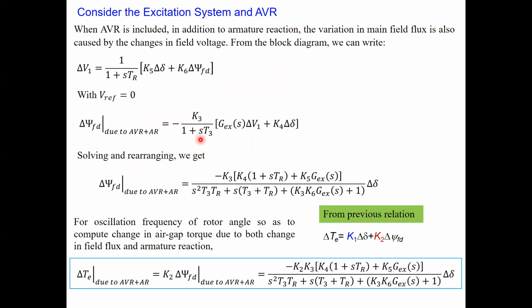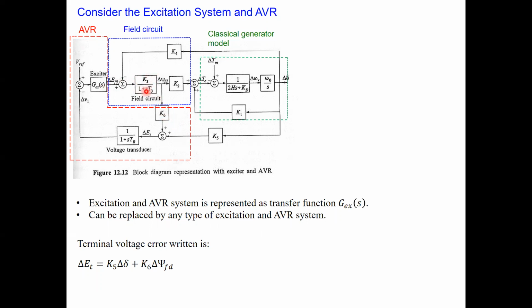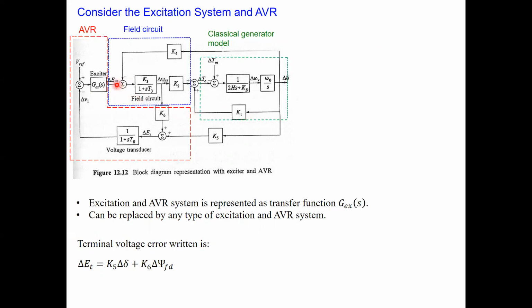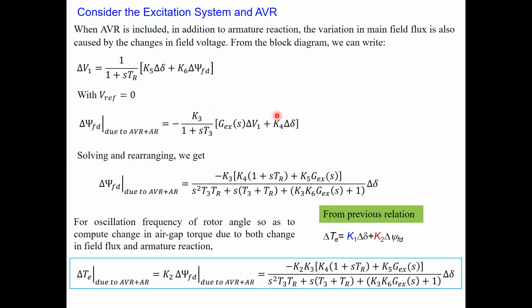So as such, we have this one. So you can see K3, in fact, K3 into 1 plus ST3 multiplied by this term, and then again del EFD here. So what we find here is GEX times del V1, because this we have kept 0, so G is GEX times del V1 equal to this quantity, and then another term is K4 into del delta. So another one, K4 del delta. So that is del psi FD.